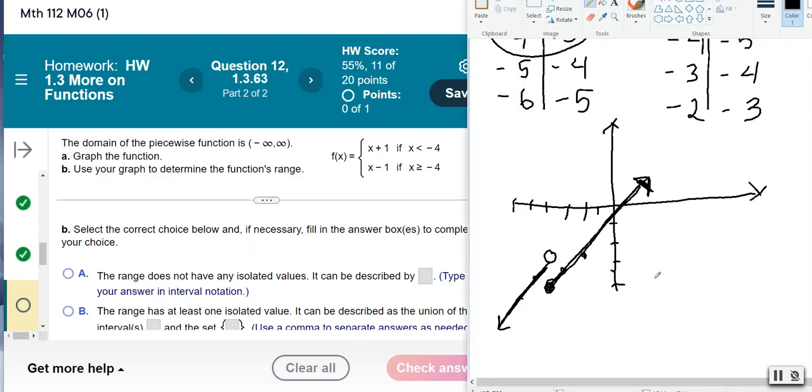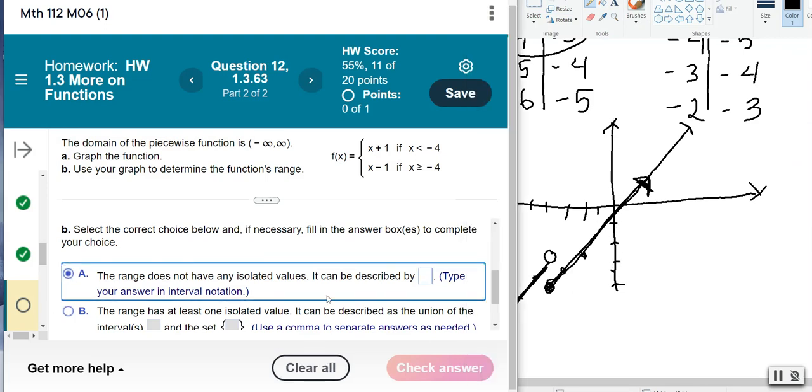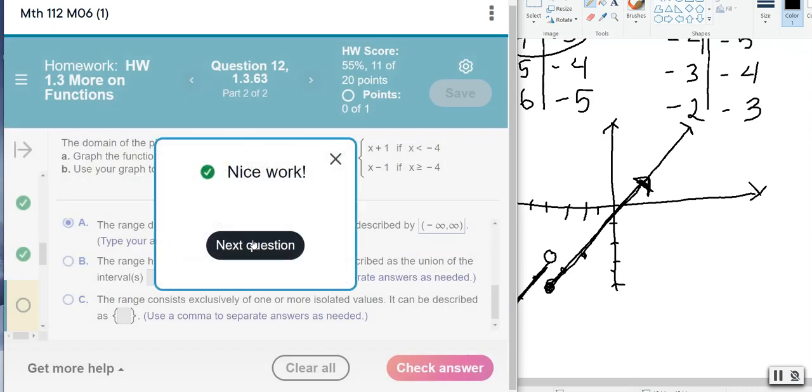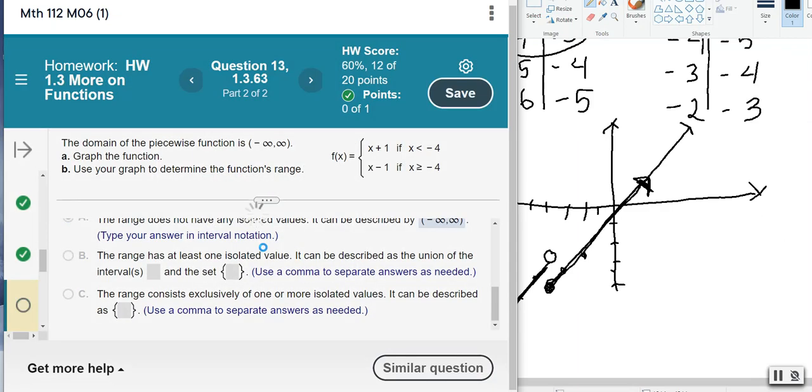Now they want us to find the range. Now remember, the range is the y values that are covered. Look, this arrow indicates this graph keeps going forever up, and this one forever down. So every single value on this y-axis would eventually be covered. So we say the range is negative infinity to positive infinity. Now, sometimes you may have a gap, and you've got to be careful, but in this case, all the y's were covered.